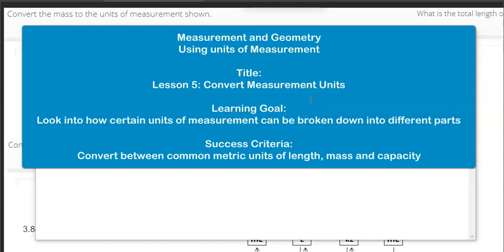This is lesson 5 from the using units of measurement topic, and here we're going to look at how to convert measurement units. The learning goal for this one is to look into how certain units of measurement can be broken down into different parts, and the success criteria is to convert between common metric units of length, mass, and capacity.